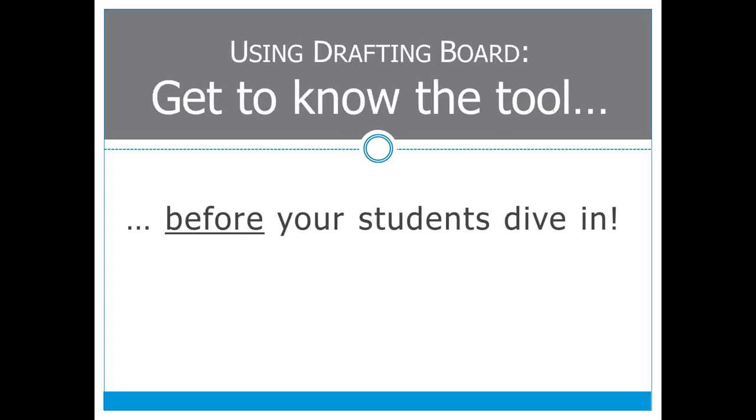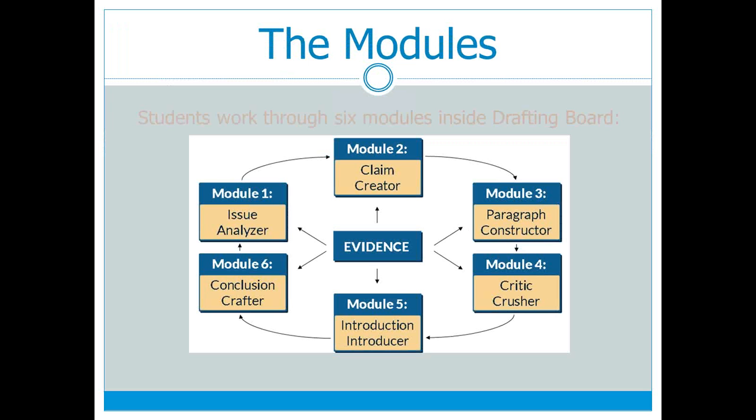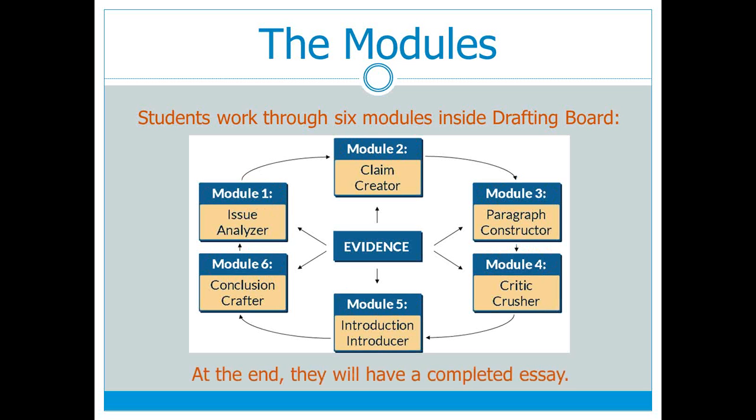We're going to jump right in and take a look at Drafting Board itself. Drafting Board got a complete overhaul last year, so if you have not used Drafting Board since the end of the last school year, you're going to see a lot of changes. One thing that has not changed is the module structure. In Drafting Board, students work through 6 modules: the issue analyzer, the claim creator, the paragraph constructor, the critic crusher, the introduction introducer, and the conclusion crafter.